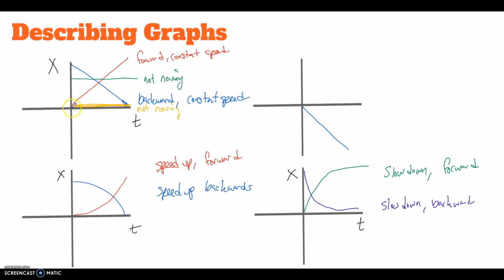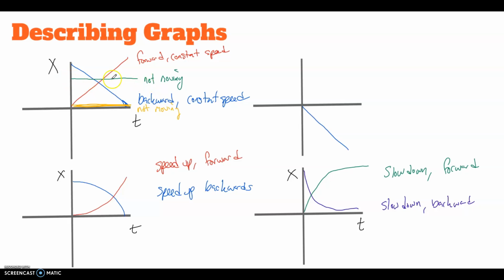The fact that it's going upwards, it's a positive slope, tells us that the object has a positive velocity. It's moving forward. The fact that the slope is constant, it's not changing, means that the speed or the velocity is constant as well. So this object is going forward at a constant speed. If we look at the blue line, it's coming backwards. It has a negative slope. Negative slope means negative velocity. The object must be moving backwards. Similarly, it's also a straight line, so we know that it's a constant speed. So this object is moving backwards at a constant speed.